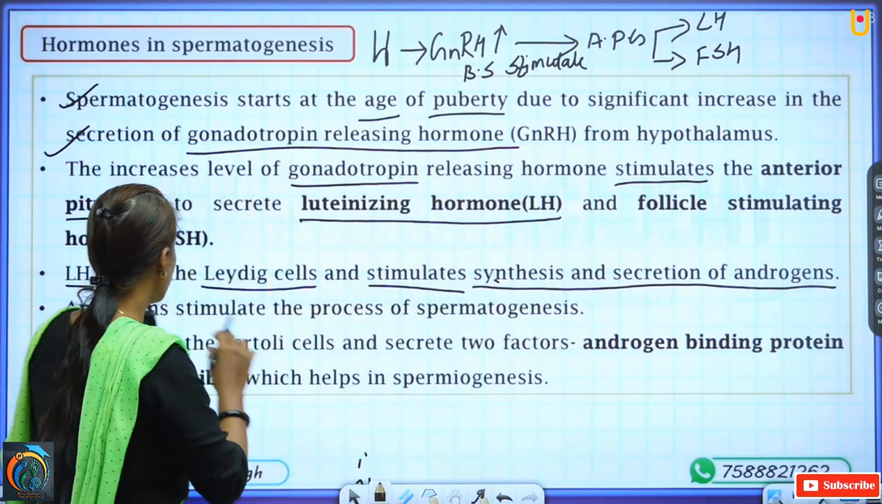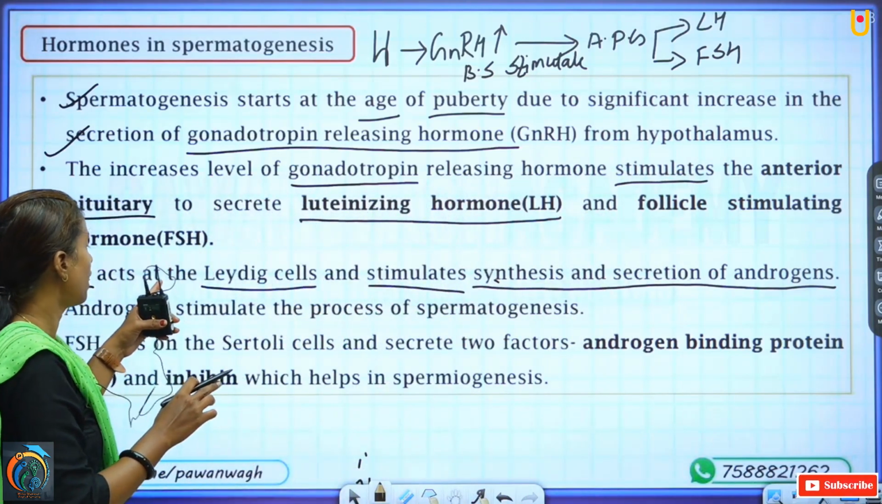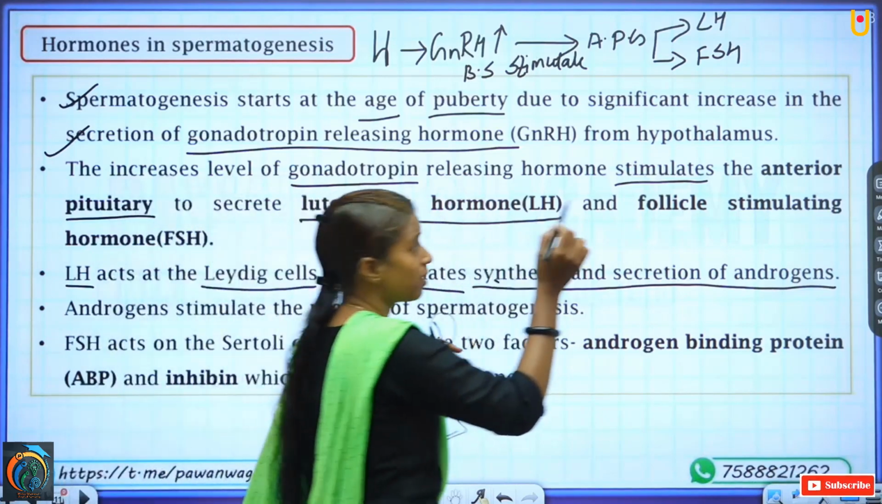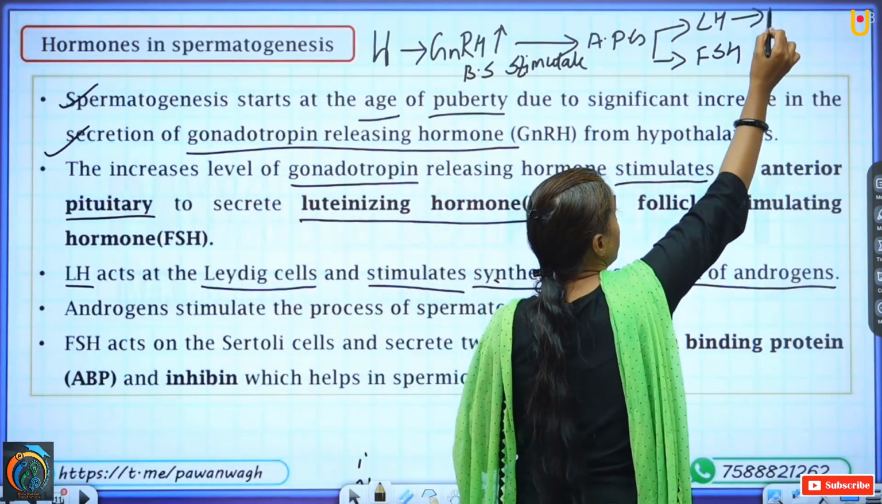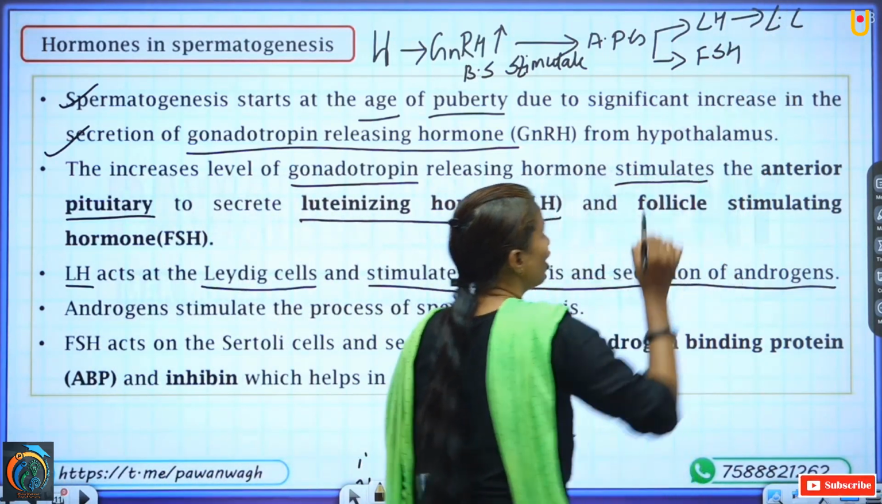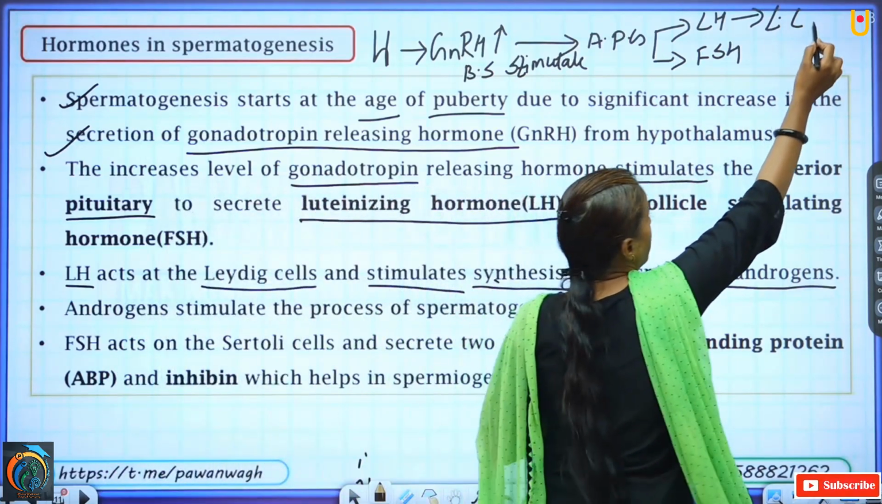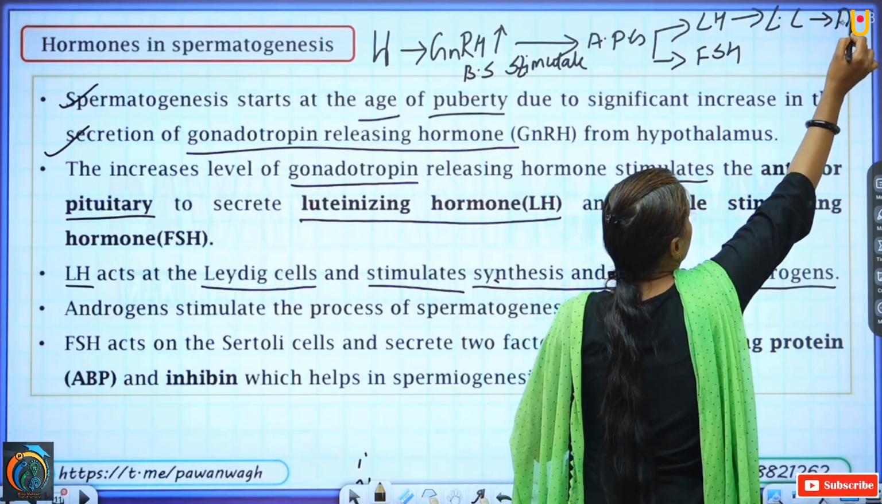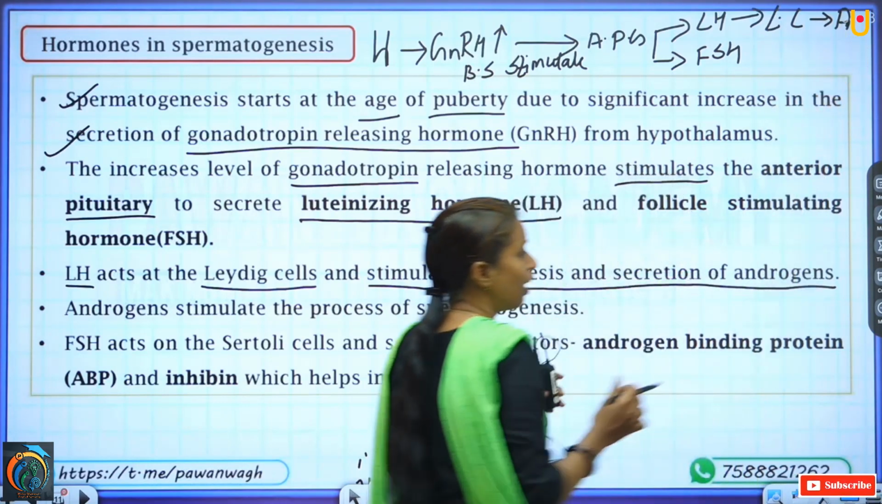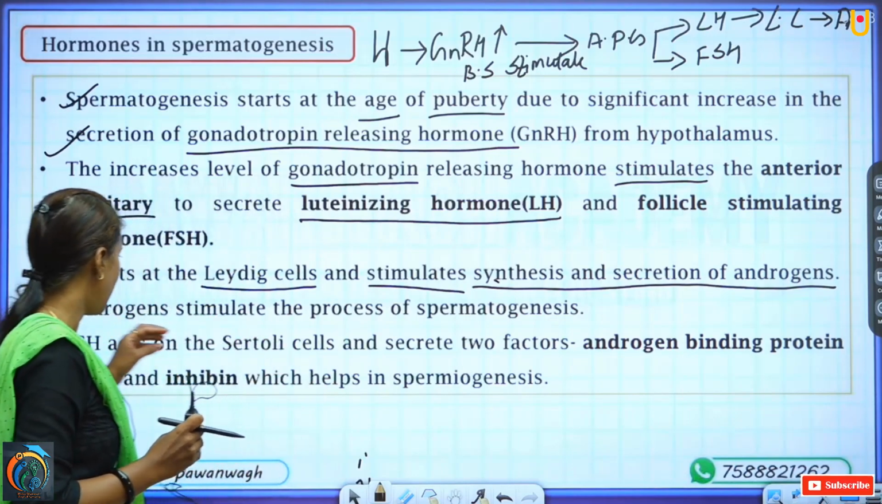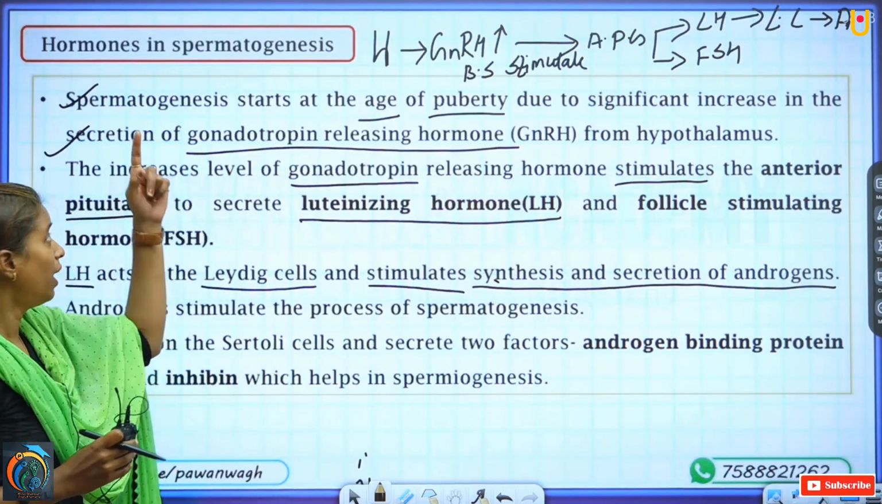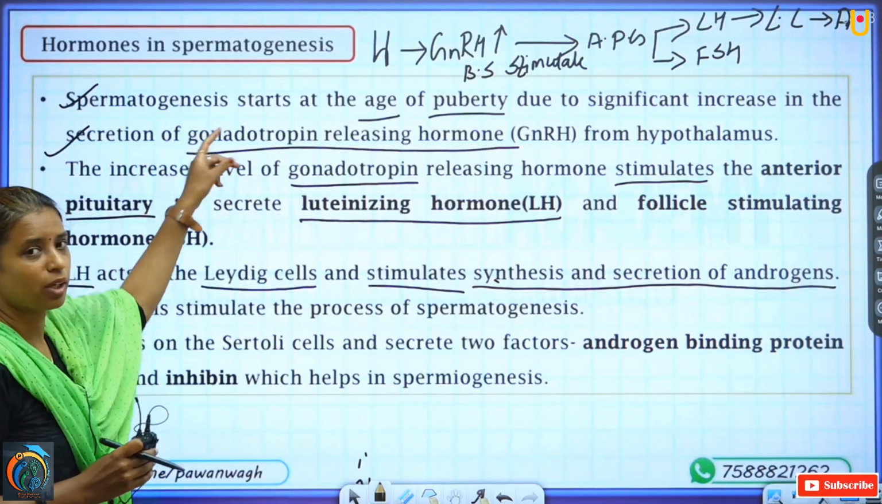Now this LH acts at the Leydig cells. This LH will act at the Leydig cells, and what are they doing? They are secreting androgen, and this androgen in turn helps the process of spermatogenesis.